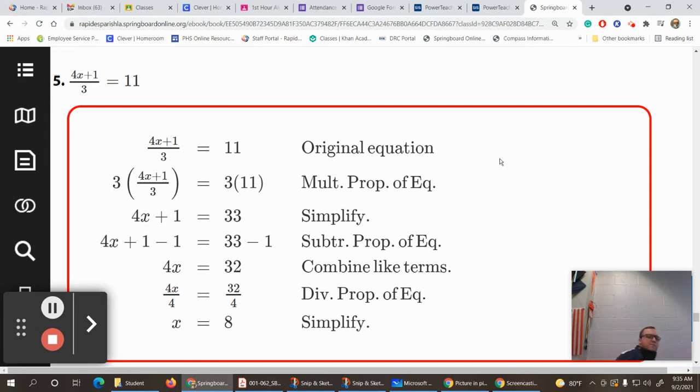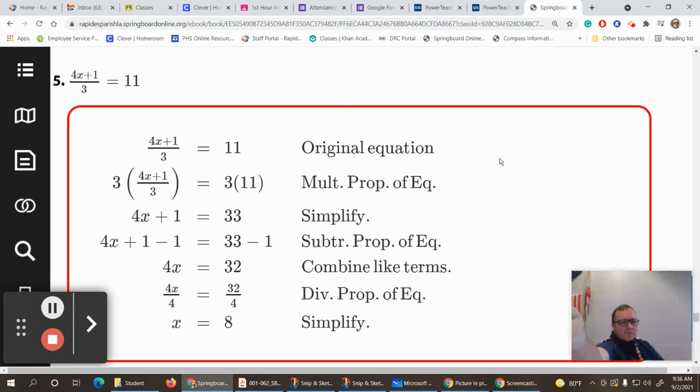All right, (4x + 1) divided by 3 equals 11. My first step is to state the problem, write the original equation. And then I look and I have a denominator. I can't touch the numerator until I get rid of the denominator.